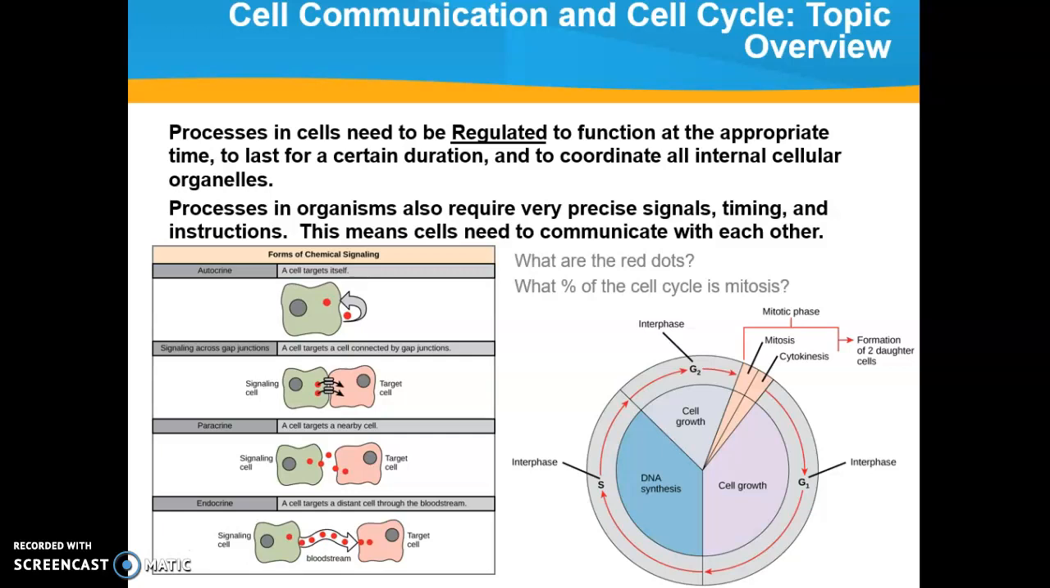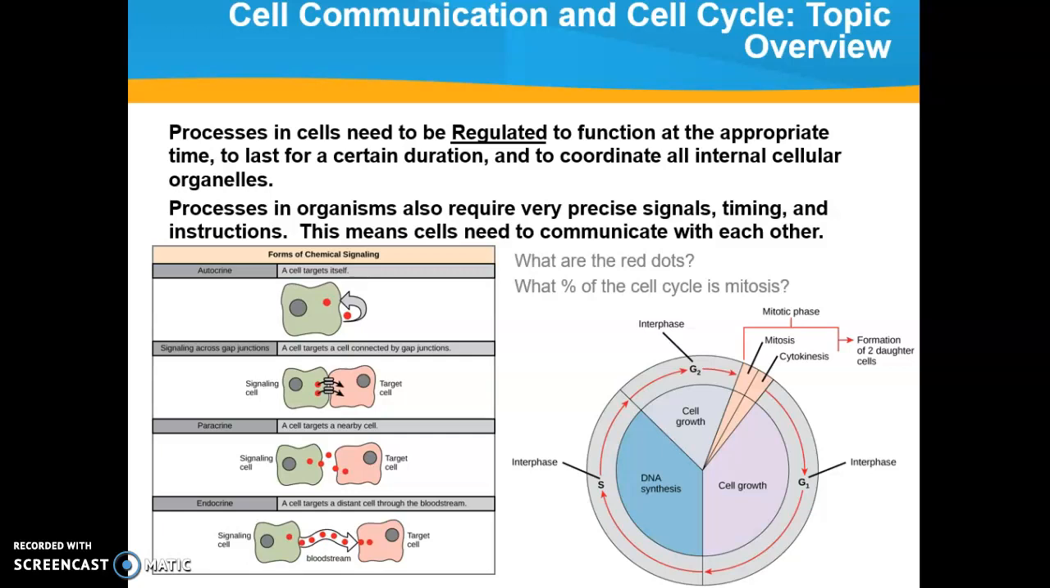When we're talking about cell-to-cell communication, cells in a multicellular organism, or even unicellular organisms, need to communicate with each other because all of the processes going on inside of the cell are controlled and regulated. Photosynthesis is regulated, cellular respiration is regulated, gene expression is regulated, mitosis is regulated. And how do cells know when to either do these processes or stop these processes? That's where cell communication comes in.